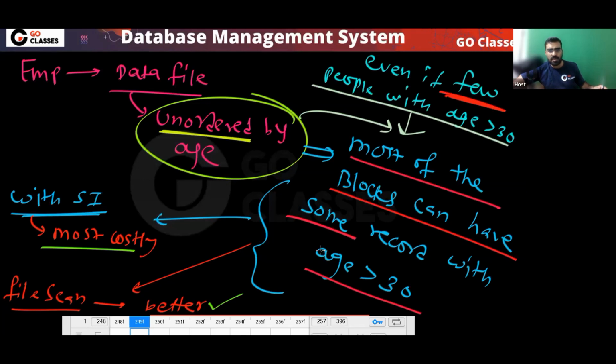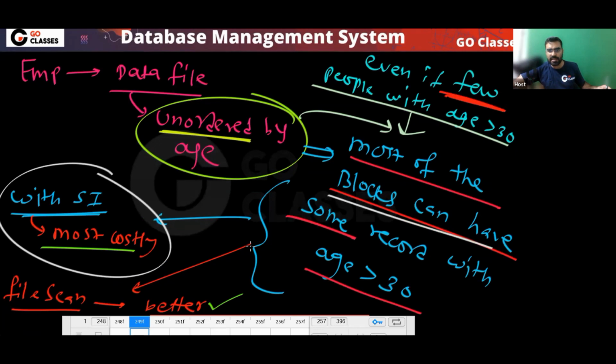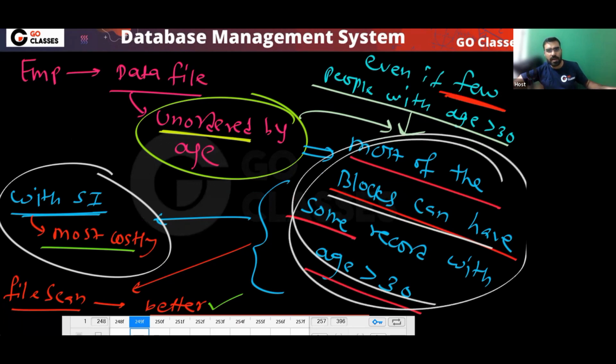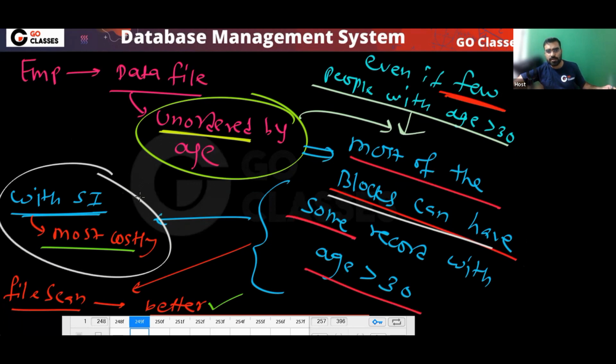In this case, SI is costly. Why will this SI be costly? Because almost every block has some record with age greater than 30. So with SI, you have to access the index and also all the blocks of the file. The access cost will be all the blocks of the file plus all, or some, of the blocks of the index. So with the secondary index it becomes more costly, and file scan in this situation is better.